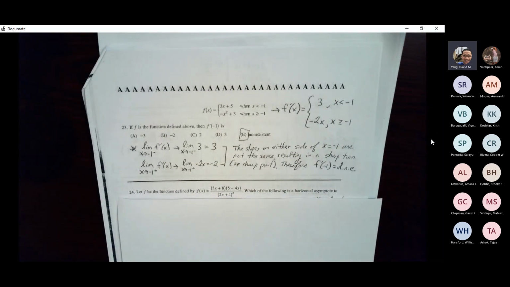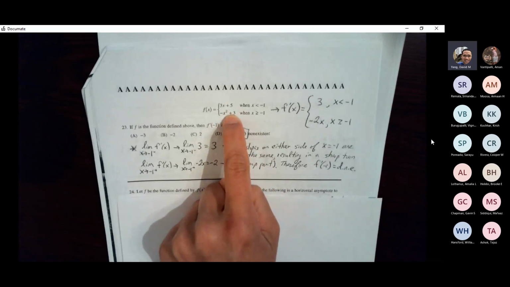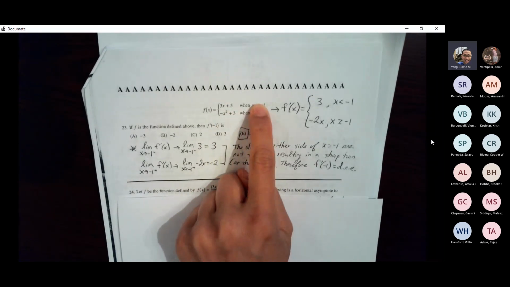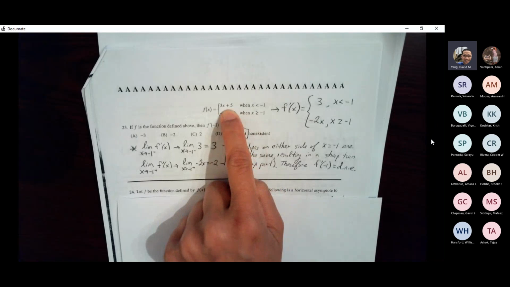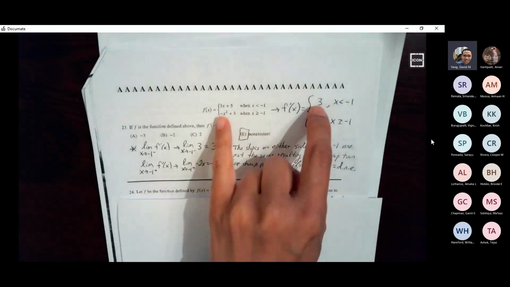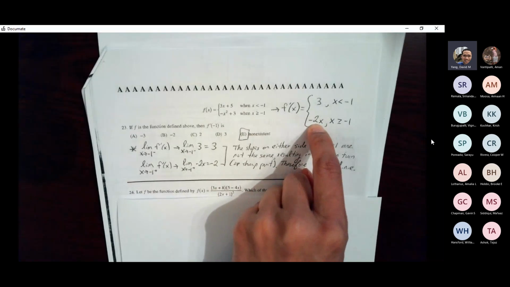All right, if f is the function defined above, then f prime of -1 is equal to. So let's go ahead and find f prime. But we see that f of x is split on either side of -1. So let's see what happens with f prime. So f prime, 3x plus 5 becomes 3. Negative x squared plus 3 becomes -2x.